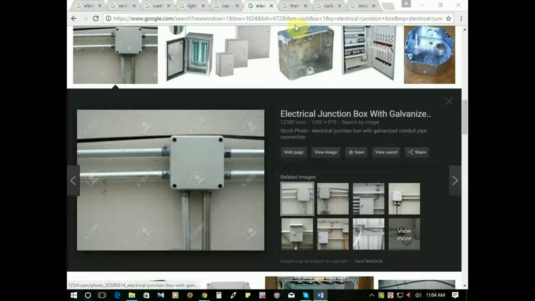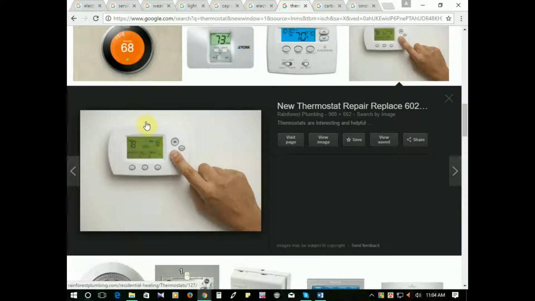All properties will also have a thermostat installed on the walls, which is used to regulate the temperature of the house. For the heating system and the air conditioning system that each house has installed, the thermostat will control the temperature of the house, and will essentially control the air conditioning and the heating system of the property.